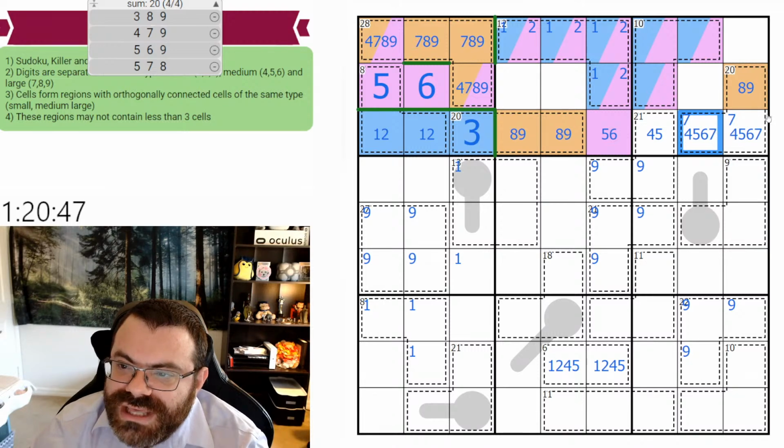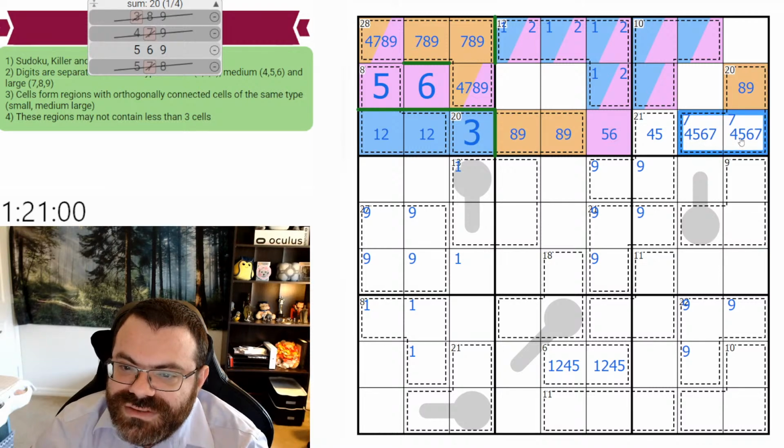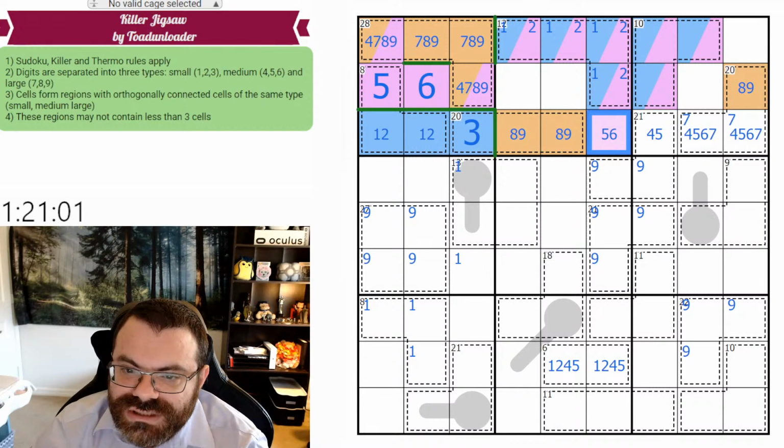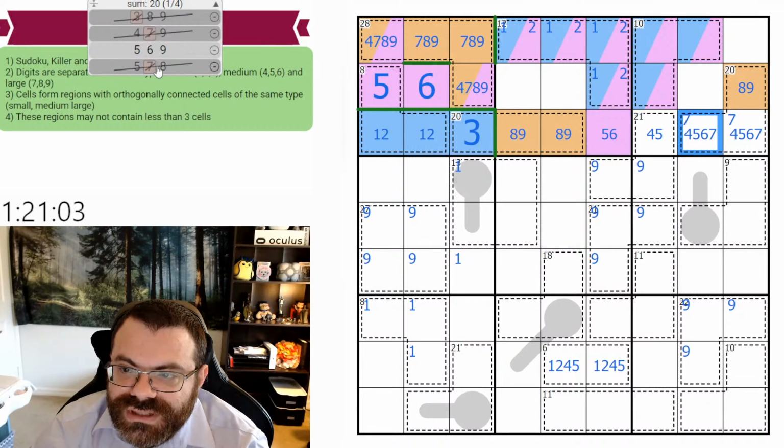I guess another way to put that is the only way to avoid 7 in this cage is to be... We can't have a 3. 3's gone from the cage also. It would be 5, 6, 9. This would be 5, 6. That breaks this cell. So we must have a 7.